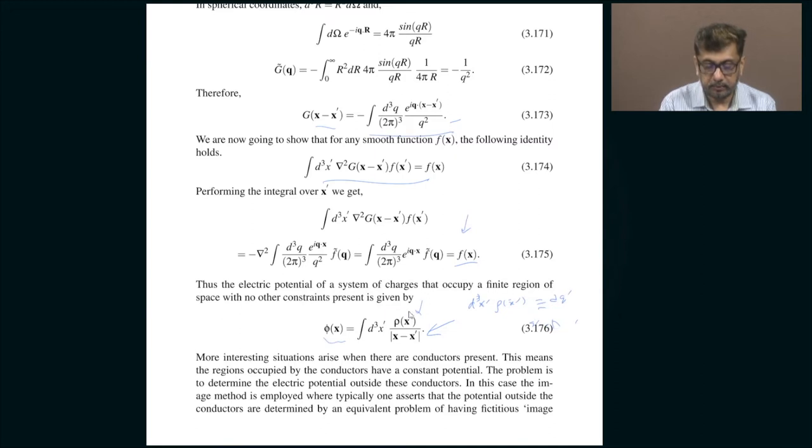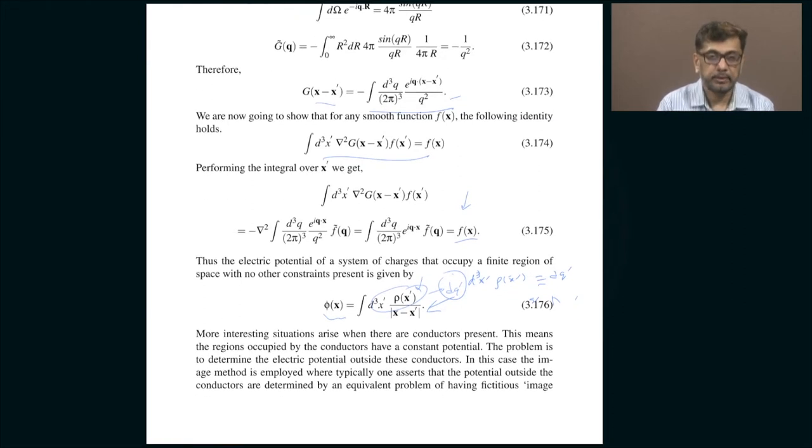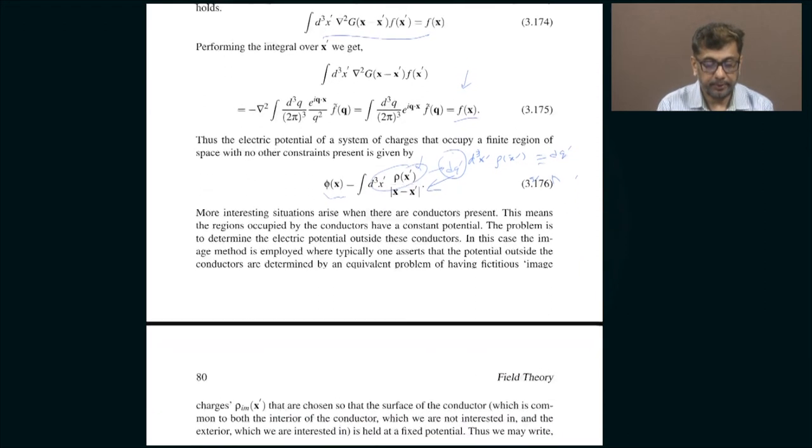Okay. So, this is basically your dq dash, d cubed x dash into rho of x dash. So, rho is charge density. So, if you multiply by small volume, you get a small charge called dq dash. So, dq dash by the magnitude of x minus x dash is your electric potential produced by dq dash at location x, and then you add up over all the locations. Okay, so then you get the potential function at some point x.